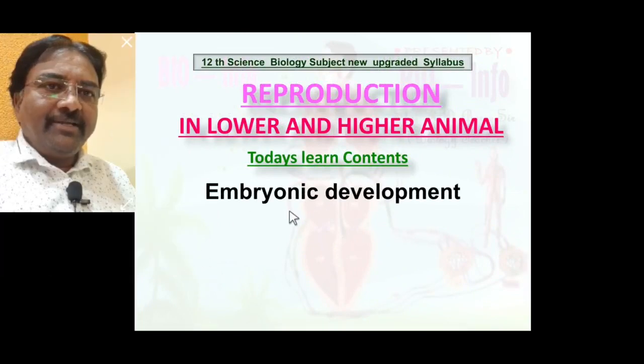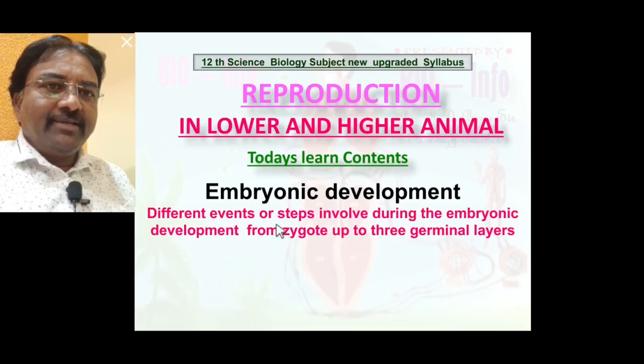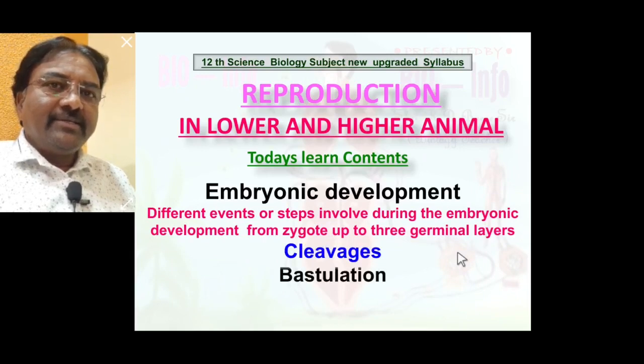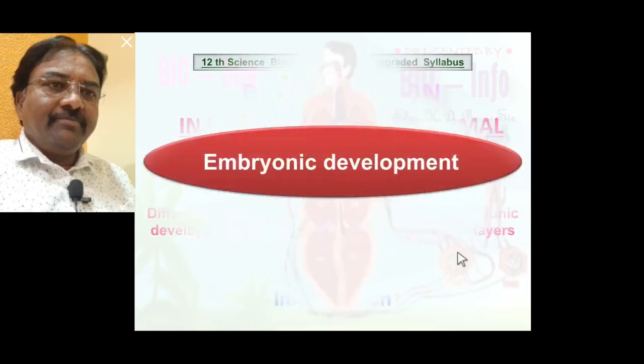Now today we will learn in detail about embryonic development: the different events or steps involved during embryonic development from zygote up to the 3 germinal layers, the process of cleavages, blastulation and implantation. So let us start embryonic development.